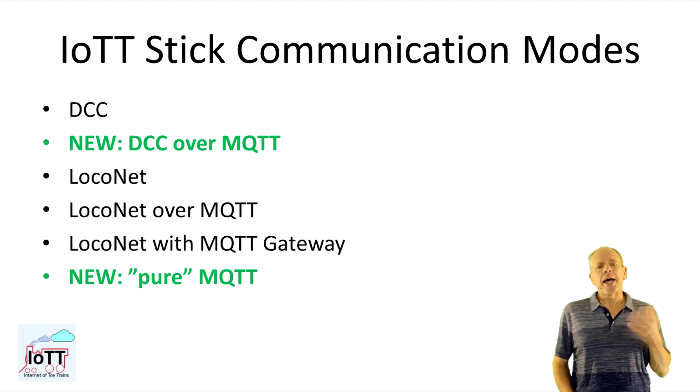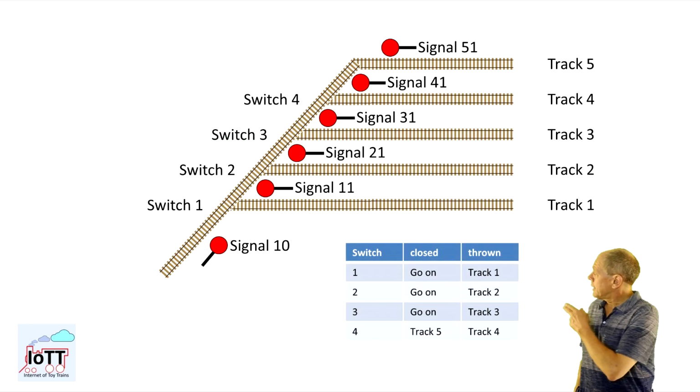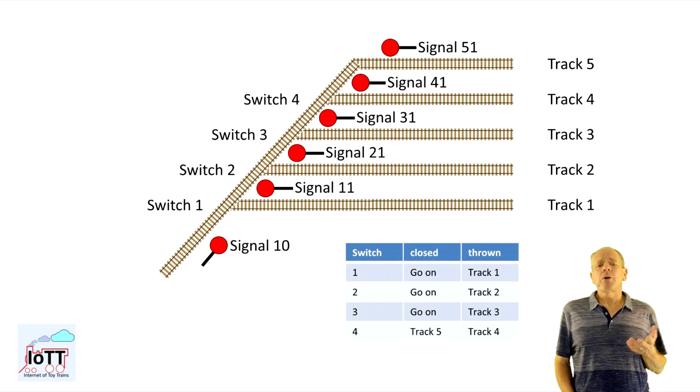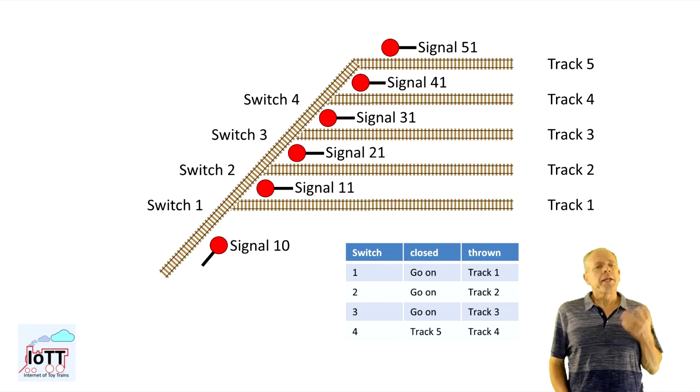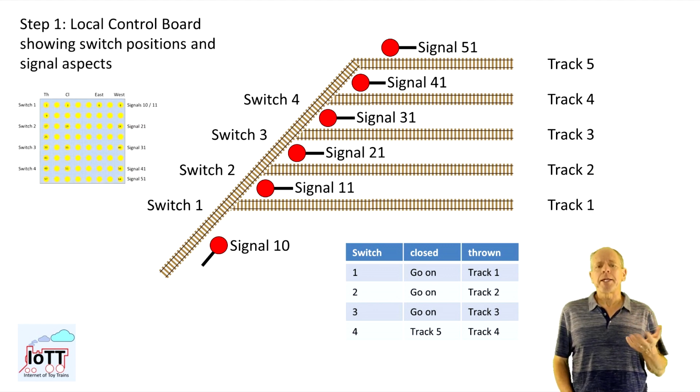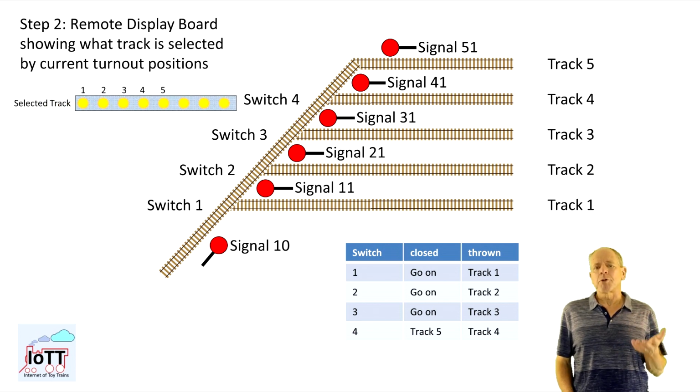So I decided to add an additional communication mode that allows the user to choose whatever topics for every message type and device. Here is the layout control example I am going to use to demonstrate these new modes. In the first step, we use some LEDs to display the position of switches and signals of a hidden yard on the control stand of the layout. And in the second step, I am going to use that information to create a remote supervisor panel without wire connection to the layout. On this panel, I am not going to show the position of the individual switches, but rather the track that is being selected by the current settings of the turnouts.